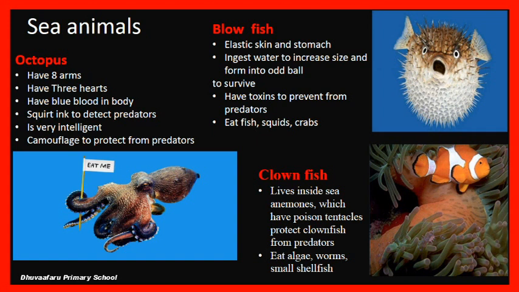Blowfish. Elastic skin and stomach. It ingests water to increase size and form into an oddball shape to survive. It has toxin to protect from predators. It eats fish, squids, and crabs. Clownfish. It lives inside sea anemones, which have poison tentacles that protect the clownfish from predators. It eats algae, worms, small shellfish.